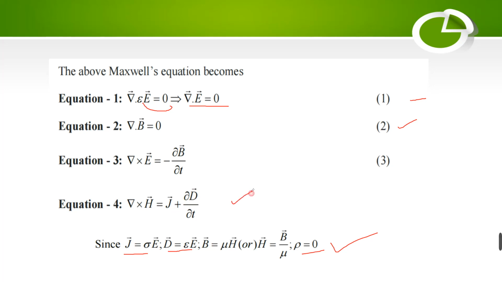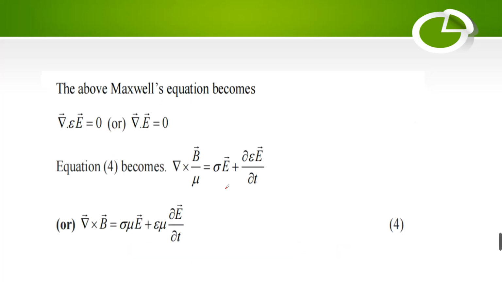So this equation changes; now we are going to see how it changes. Instead of H we can write B by mu, instead of J it is sigma E, and instead of D we can substitute what? Epsilon E. When you substitute all these values, the first equation is del vector dot epsilon E vector is equal to 0, or del dot E is equal to 0. So in the fourth equation, del cross H vector.